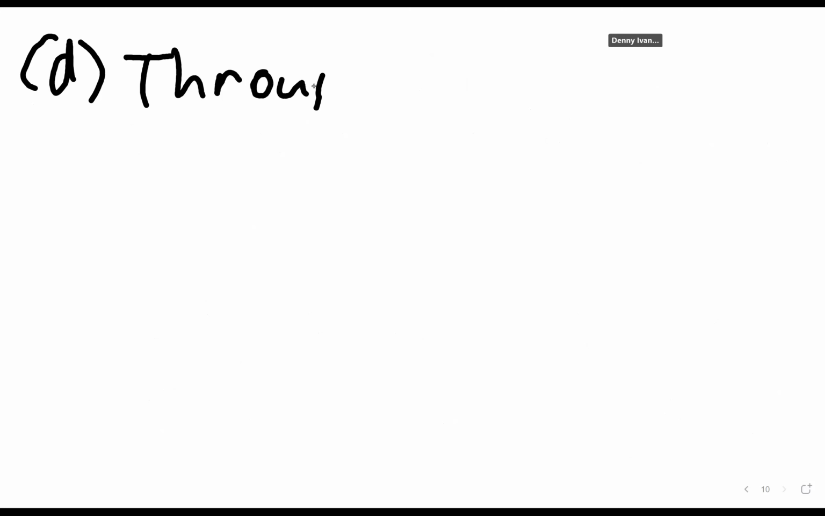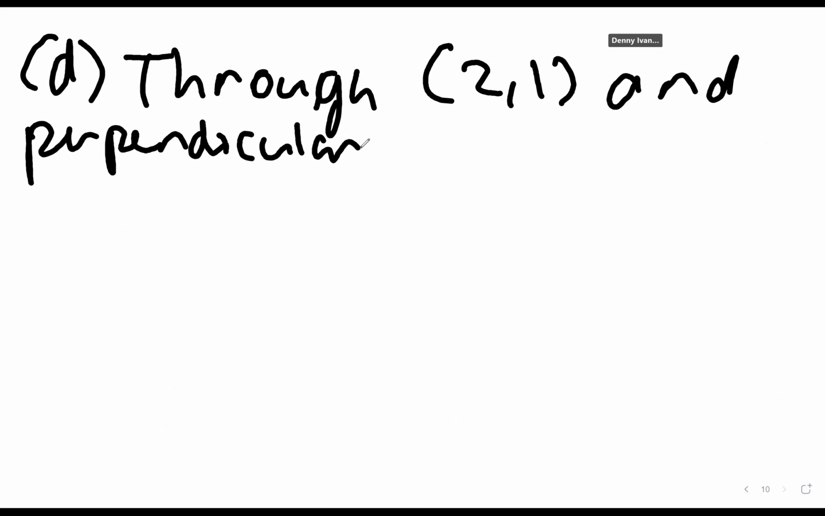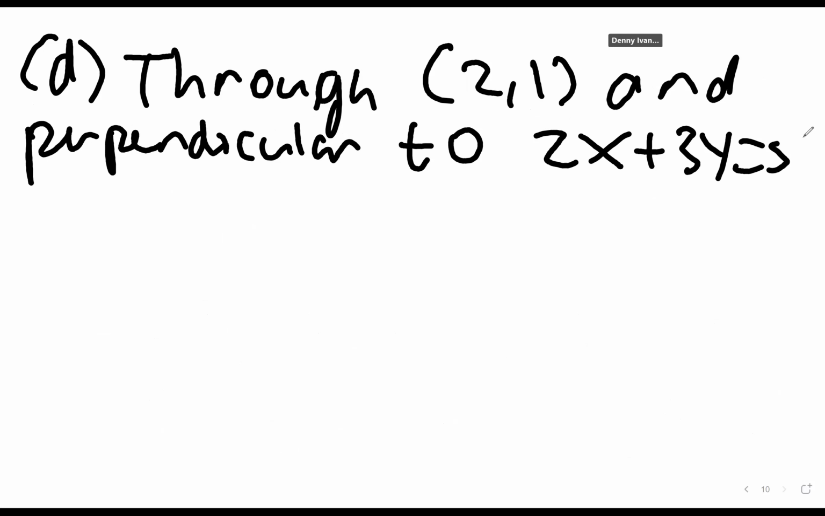Through the point (2, 1) and is perpendicular to the line 2x plus 3y equals 5.